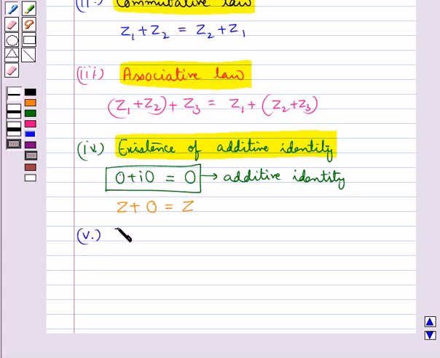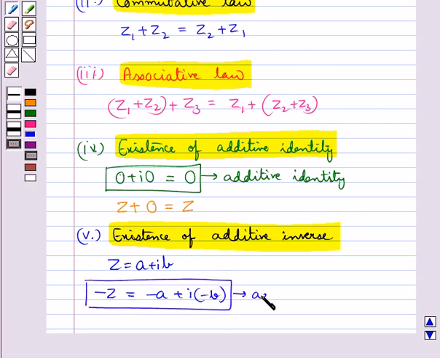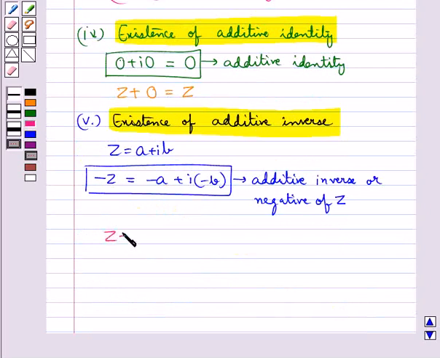Then we have existence of additive inverse, that is, to every complex number z equal to a plus ib, we have a complex number minus z, that is, minus a plus i into minus b, which is called the additive inverse or we can also say negative of the complex number z. And we have z plus minus z is equal to the additive identity, which is 0.